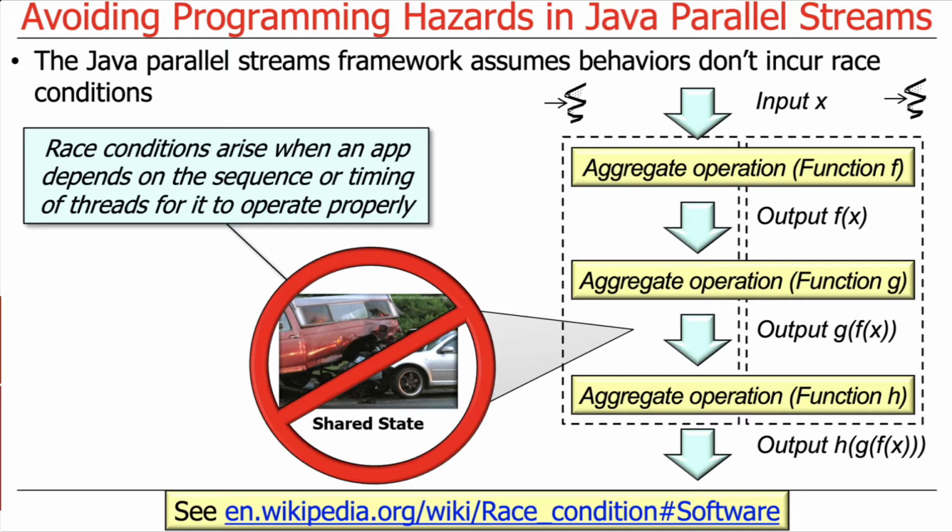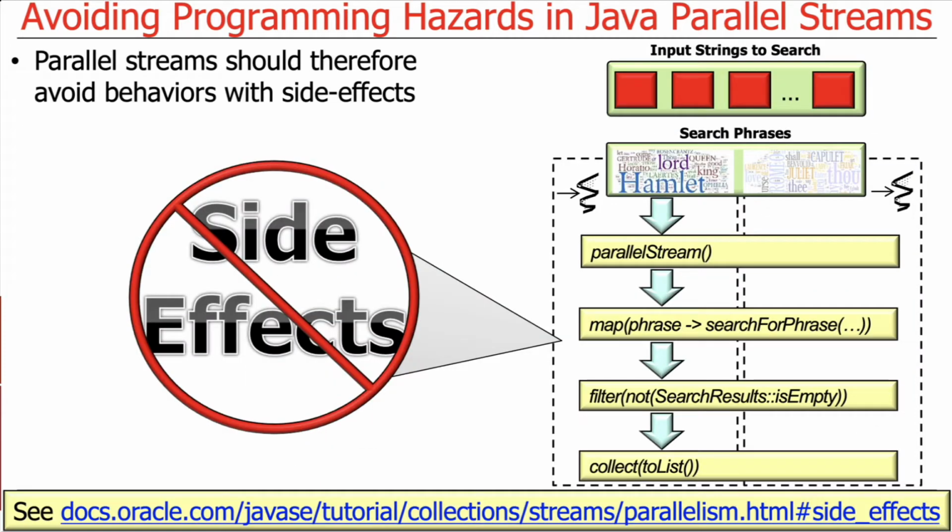And we've talked about race conditions a whole bunch of times, but again, just to reiterate quickly, a race condition is something that can arise when an app depends on the sequence or timing of threads for it to operate properly. And invariably, race conditions occur when you least expect it, and they almost always occur when you have mutable shared state that's being read and written to from multiple threads of control. If you don't use stateful operations, then you don't have these problems. If you do use stateful operations, you have to be careful. Therefore, you should try to avoid behaviors with side effects. In other words, things that have state.